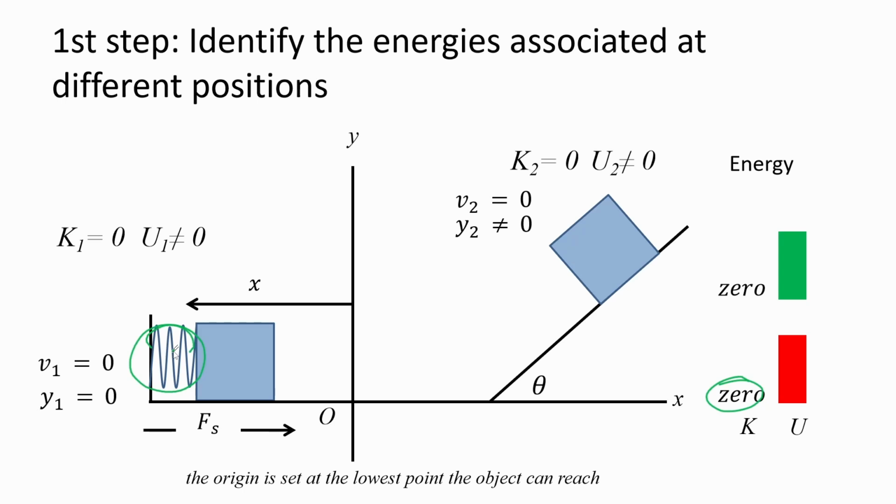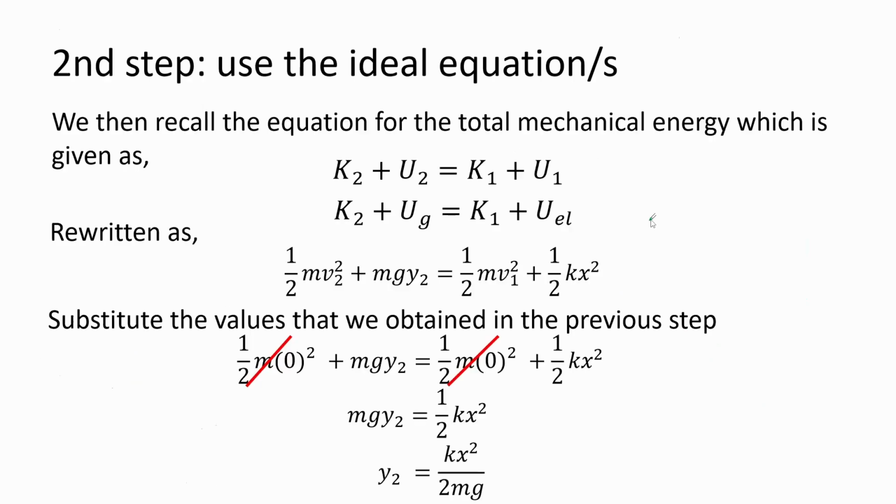Then once it was released, nisaka siya, then it reaches the maximum height. Then it stops, wala na siya kinetic energy, pero naa siya potential energy due to gravity. So it's the elastic potential energy here that we convert into gravitational potential energy there. Okay, let's look at this.